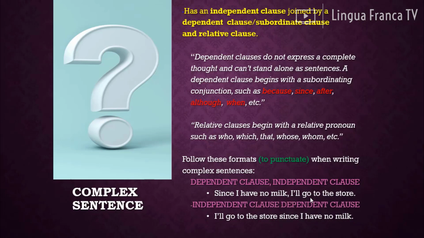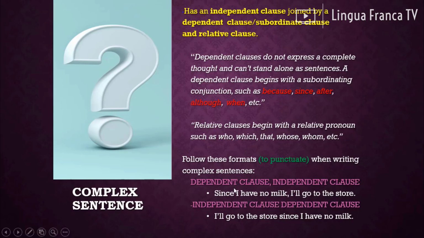And whenever you are formatting it this way, independent clause and then dependent clause, there will not be any comma before the dependent clause and after the independent clause. The format has to be like this. You will simply be writing the independent clause along with the dependent clause, and the sentence would be seen as I'll go to the store since I have no milk. Okay, so it is all about formatting.